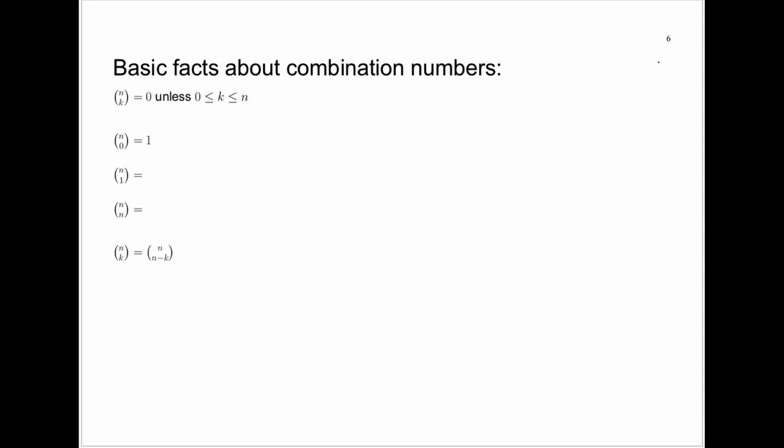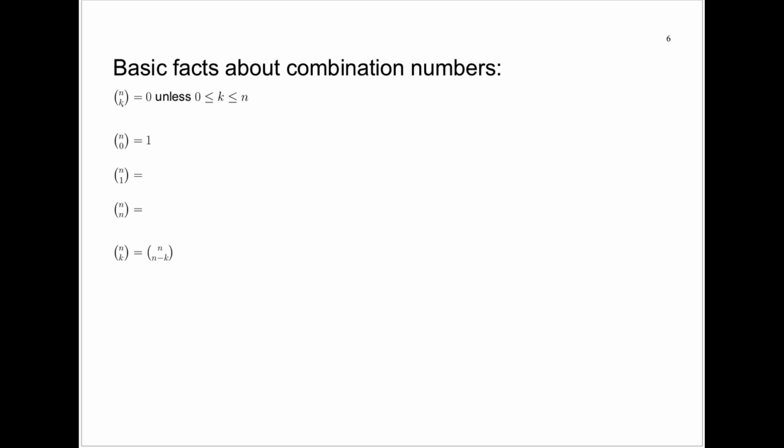Now we're going to talk about some basic facts about combination numbers. Once we've learned how they're defined, let's look at some things that will make our life much easier when we deal with them. First thing I've kind of mentioned a little bit before, n choose k, this combination number, will be by definition 0 unless k is an integer from 0 to n.